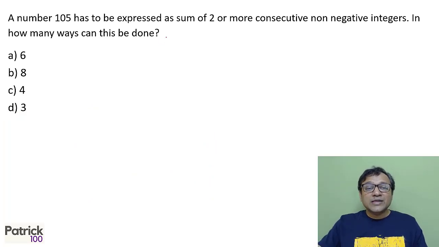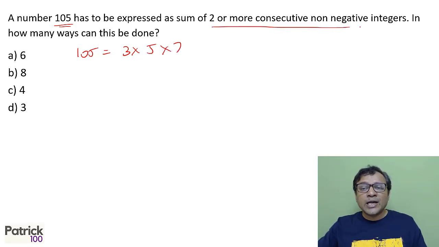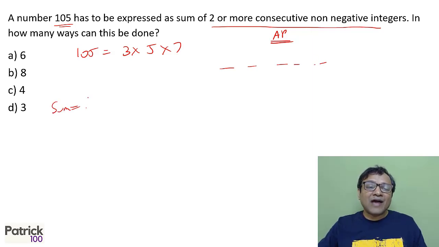A number 105 is expressed as a sum of 2 or more consecutive non-negative integers. How many ways can this be done? So 105, first of all, break it up into factors: 3 into 5 into 7. When you say 2 or more consecutive non-negative integers, that means they are in arithmetic progression. In an arithmetic progression, sum is nothing but average into n, where average is the middle number.